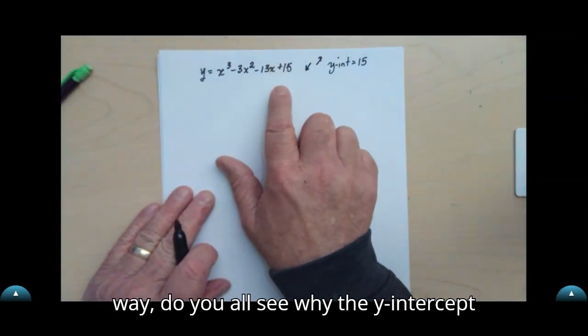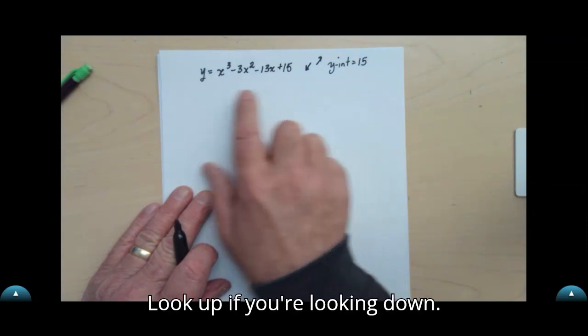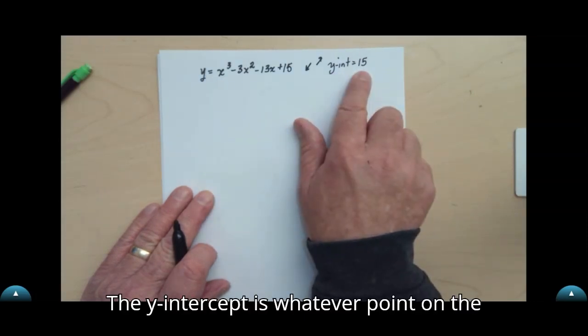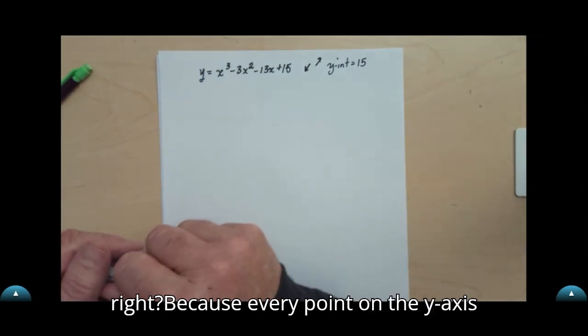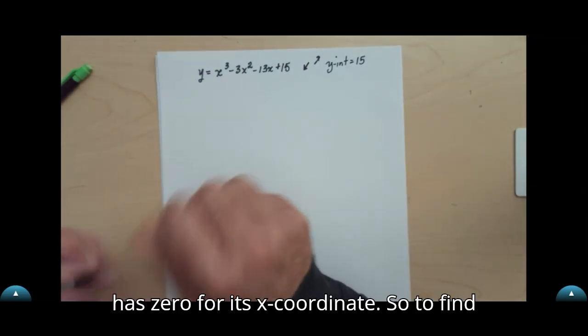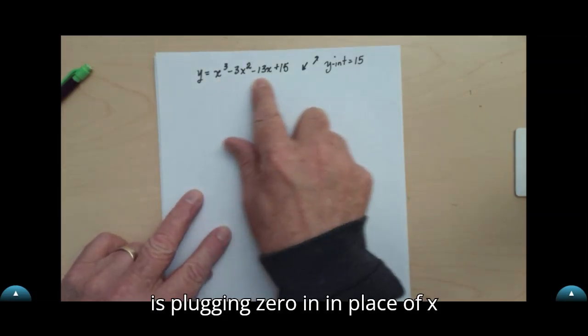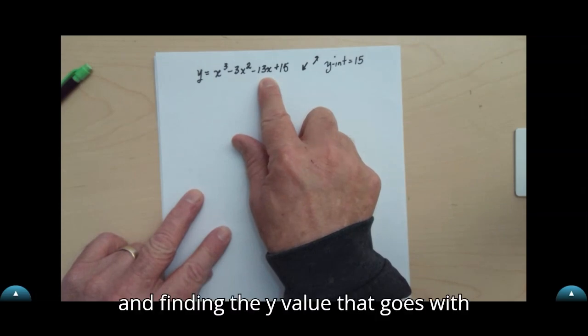By the way, do y'all see why the y-intercept is always the constant term? Look up if you're looking down. The y-intercept is whatever point on the graph has 0 as its x-coordinate, right? Because every point on the y-axis has 0 for its x-coordinate. So to find the y-intercept, what you're really doing is plugging 0 in place of x and finding the y value that goes with it.